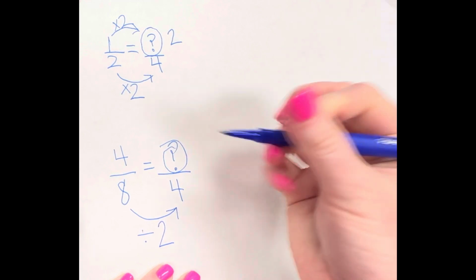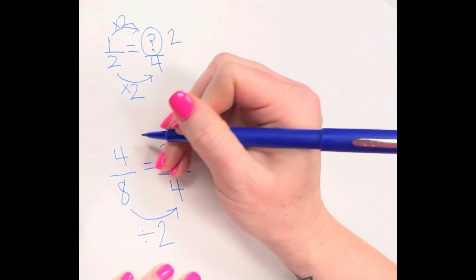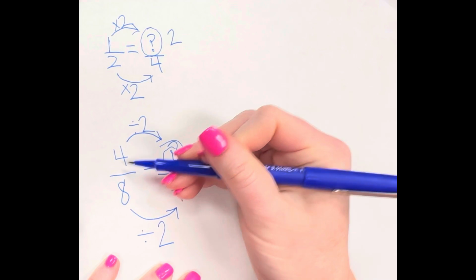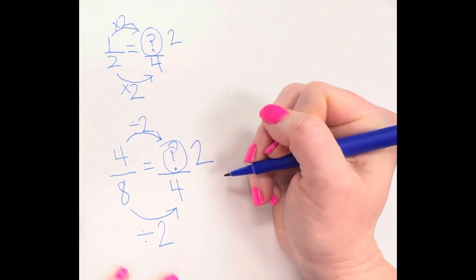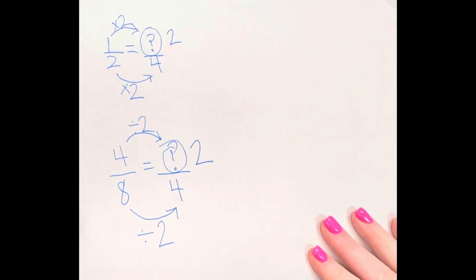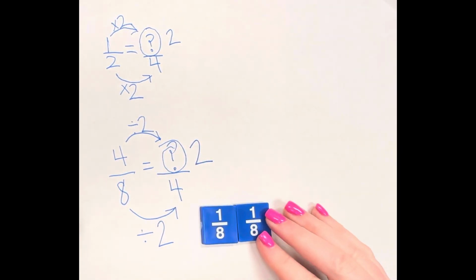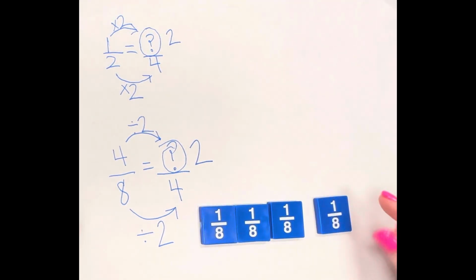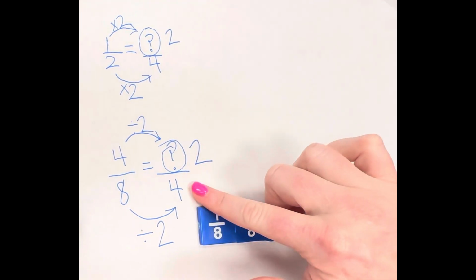Now remember, you're going to have a screaming, crying 4-year-old throwing a tantrum here if you do not do the same thing on that side. So 4 divided by 2. Everybody all at once? 2. Now, just to prove to you that that is correct, I actually brought out some eighth tiles. So let's see if this is correct. 4/8. So I've got 1/8, 2/8, 3/8, 4/8. And we are saying that it is equivalent to 2/4.